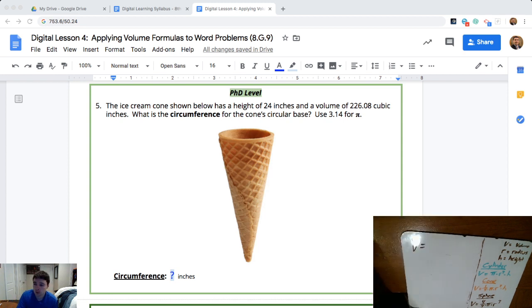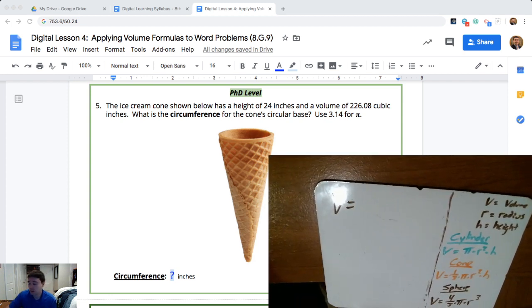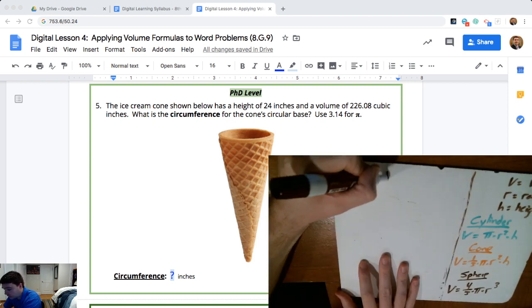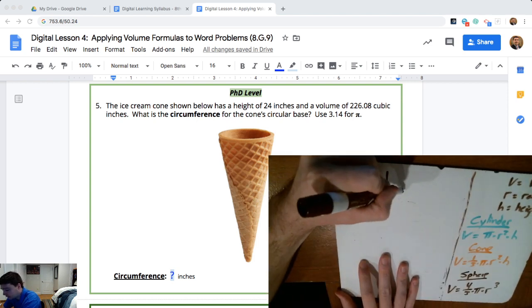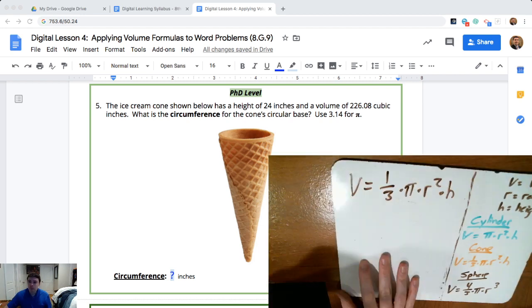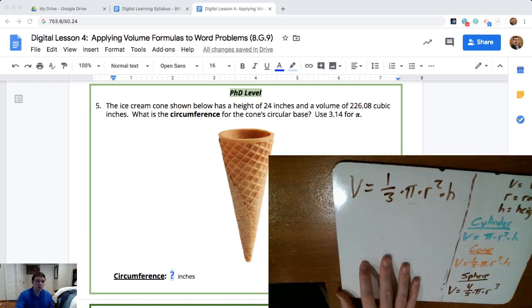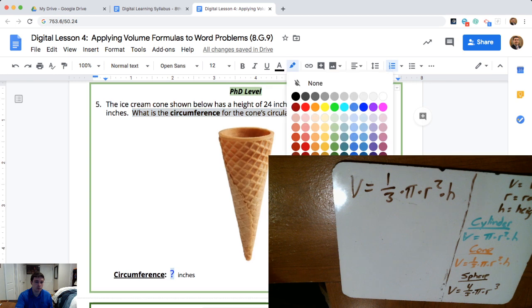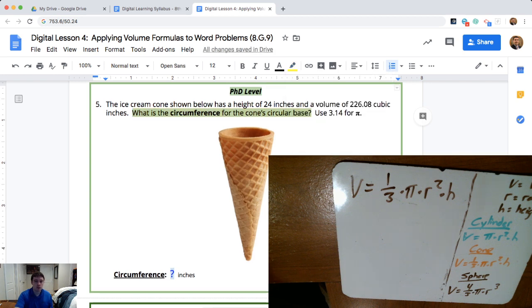Make that whiteboard a little larger again, which is V equals 1/3 times pi times radius squared times height. As we read through this problem, I'll go ahead and highlight the question, which is a little tricky itself. It says, what is the circumference for the cone's circular base? So every cone has a circular base.